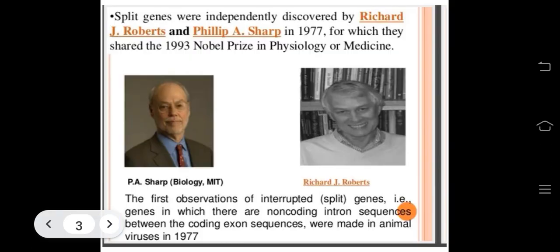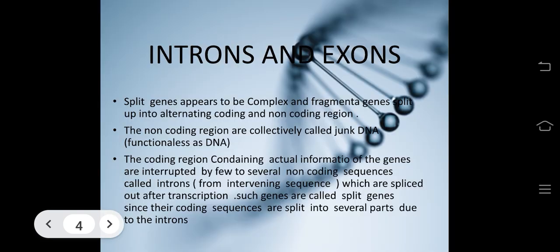Split genes were independently discovered by Richard Roberts and Philip A. Sharp in 1977, for which they shared the 1993 Nobel Prize in Physiology or Medicine. The first observations of interrupted split genes, genes in which there are non-coding intron sequences between the coding exon sequences, were made in animal viruses in 1977. Split genes appear to be complex and fragmented genes alternating coding and non-coding regions. The non-coding regions are collectively called junk DNA, functionless as DNA.